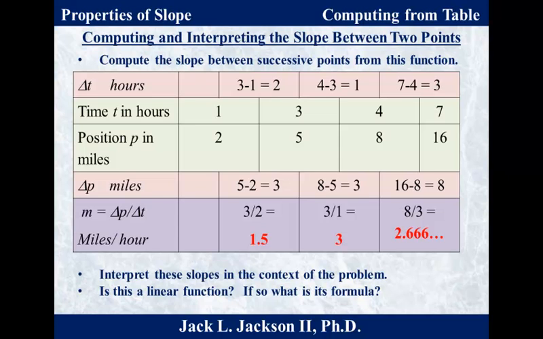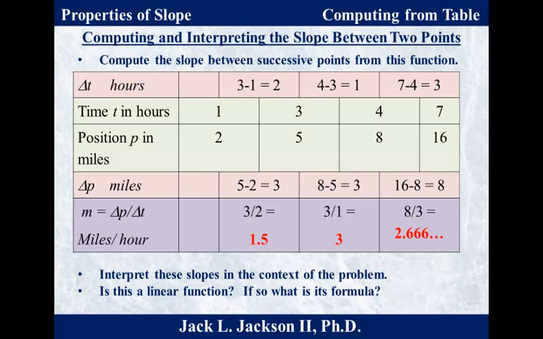Now, we're not really so much interested in delta p and delta t individually at this point, but rather in the slope, which is the ratio of the two, or divide delta p by delta t. So we get miles per hour. So for the first interval there, we're dividing 3 by 2 to get 3 halves, or 1.5. For the next one, we divide 3 by 1 to get 3. And the last one, we divide 8 by 3 to get 2.6 repeating, or 8/3. Well, we see that we need now to interpret these slopes in context of the problem, and is this linear or not?